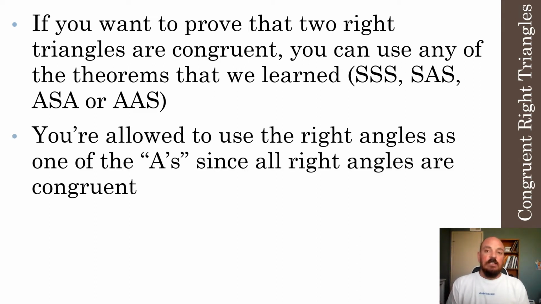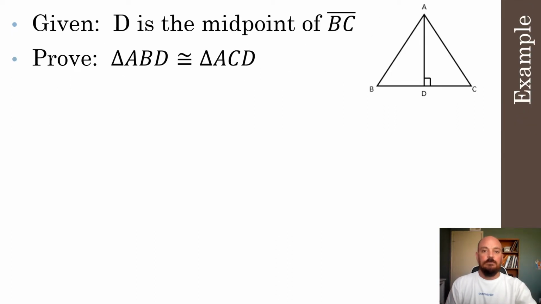And in fact, you kind of get one of the A's for free because we have this theorem that says all right angles are congruent. So if you have two different right triangles, that means each one has a right angle. You can automatically, right after given, the very second step of your proof, say the two right angles are congruent. Reason, all right angles are congruent. You get one of the A's for free. So let's take a look at a proof together.